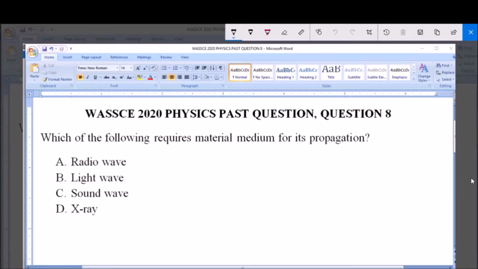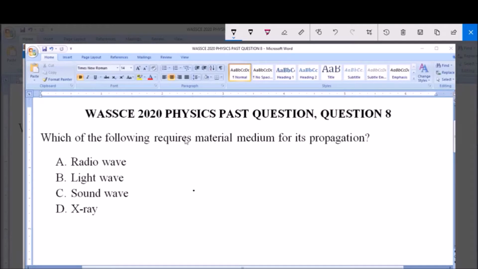I will be answering WAEC 2020 physics past question, question 8. Which of the following requires material medium for its propagation? A. Radio wave, B. Light wave, C. Sound wave, and D. X-ray.